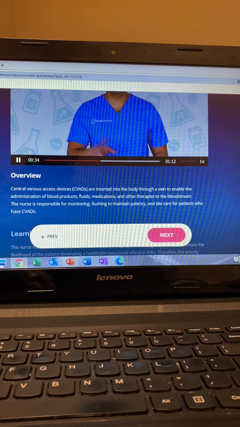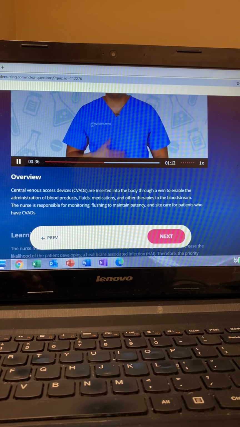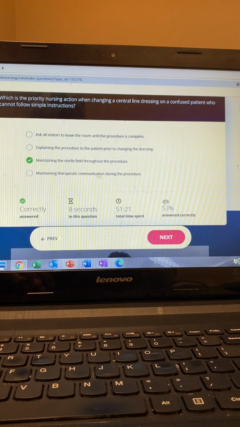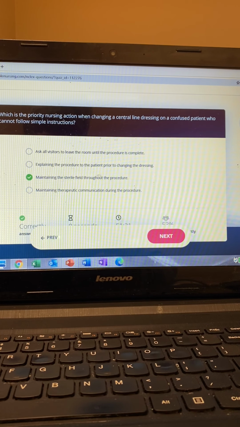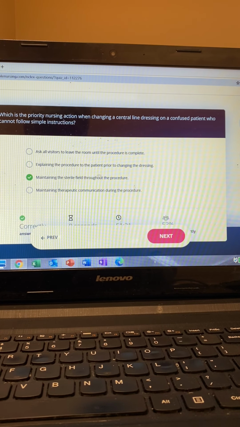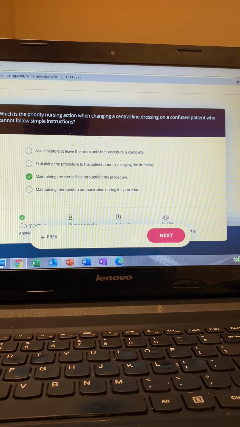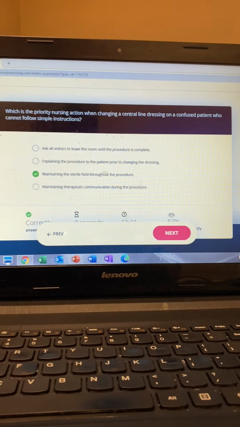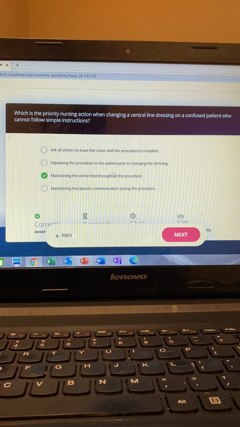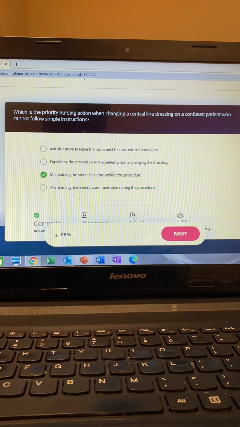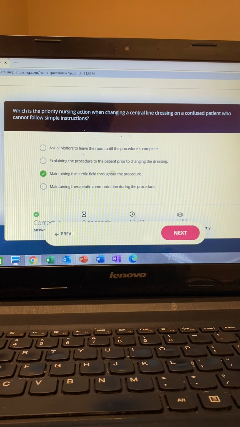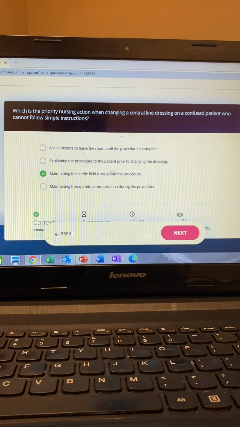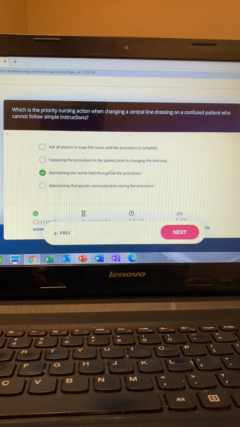Now, options 1 and 2 are incorrect here. Visitors can be present as long as they don't interfere with the procedure. And option 2, it's always good to explain to a patient who can't follow directions, but it's not really a priority here. So option number 3, keep the procedure sterile to avoid infections as well as complications. And option 4 we had to skip because it's good to stay therapeutic, but it doesn't impact the procedure, so it's technically not a priority in this question.